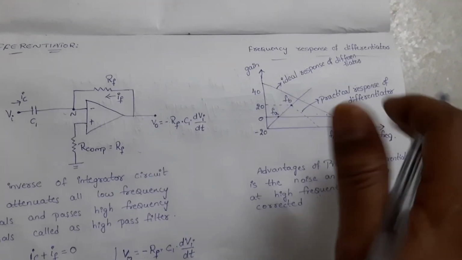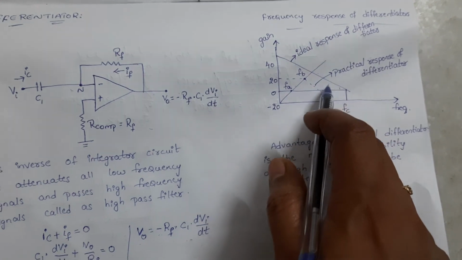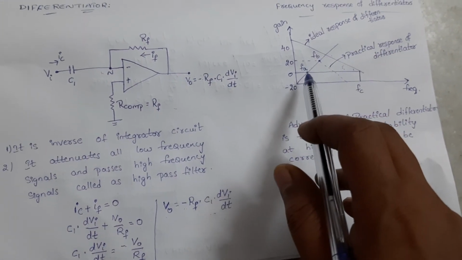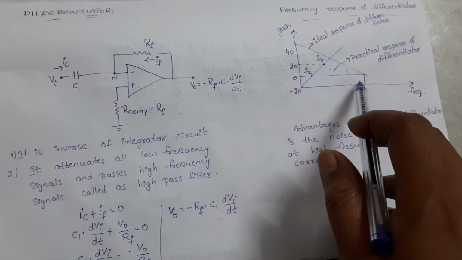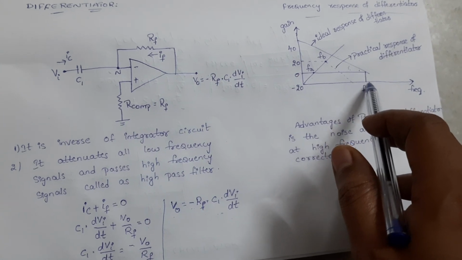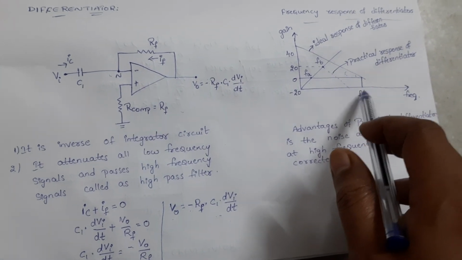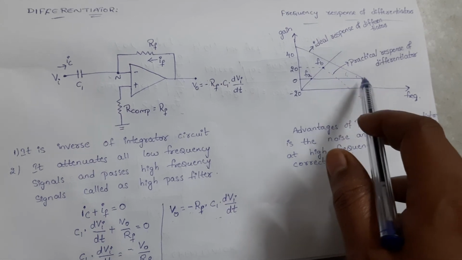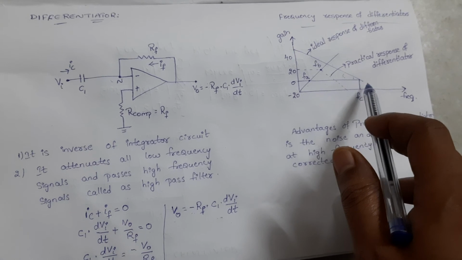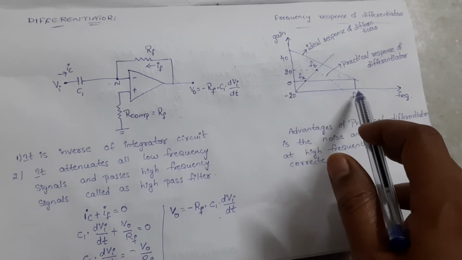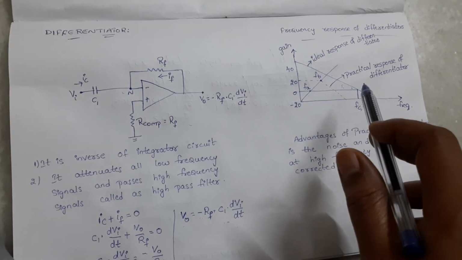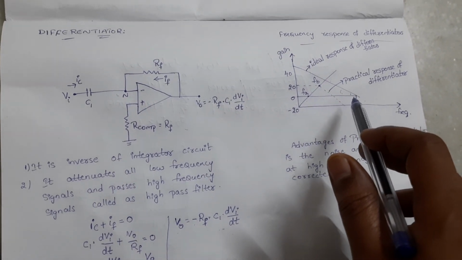Coming to the frequency response of this practical differentiator circuit, as the frequency increases, the gain remains constant, and at one point it slowly gets reduced up to one particular frequency called Fc. It is reducing at minus 20 dB per decade, and it is coming to one particular frequency called Fc. So this is about this differentiator topic.